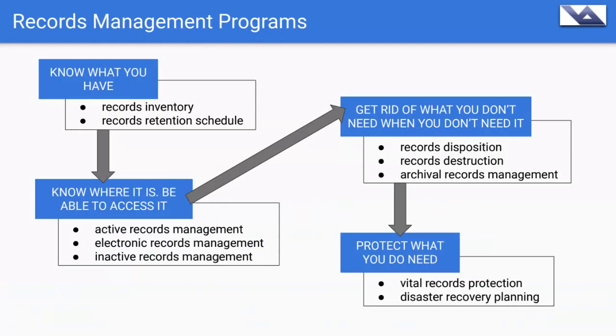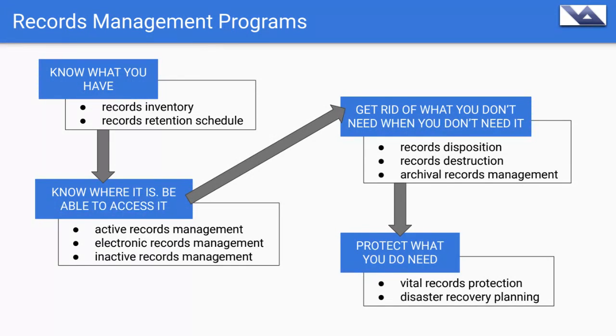This slide is basically just another way to look at the whole records management process, remembering that each step might look a little different for each category or series of records. Honestly, this might be my favorite slide. I really feel like it encompasses the whole of what records management does and why we do it. So basically, you're going to start with, again, you want to know what you have. You want to have a records inventory and understand the records retention schedule as it relates to your records. Then you want to know where it is.